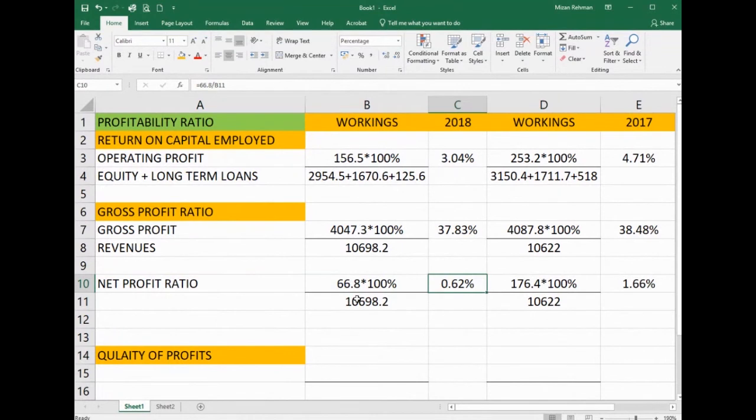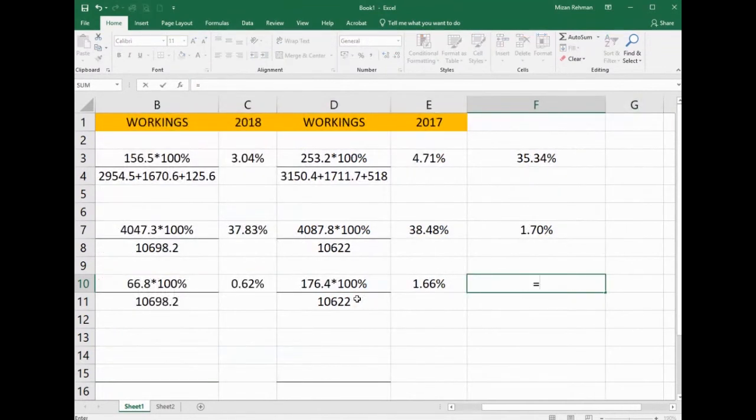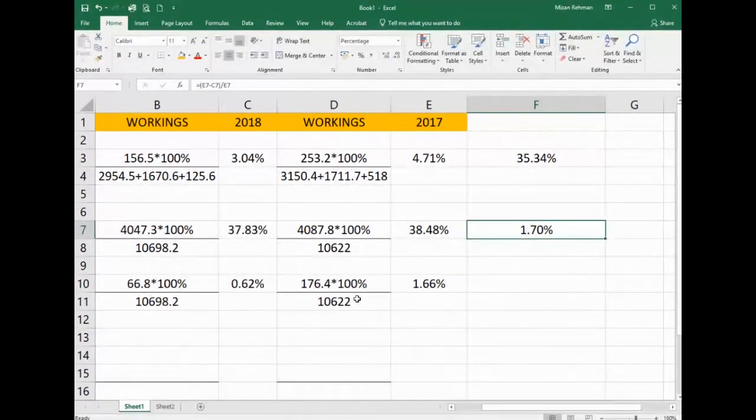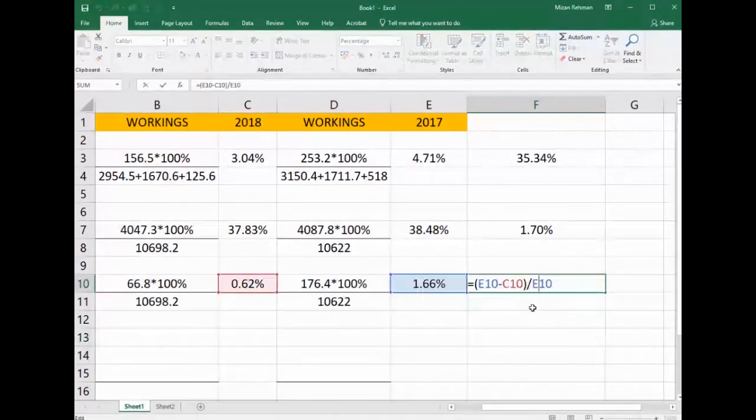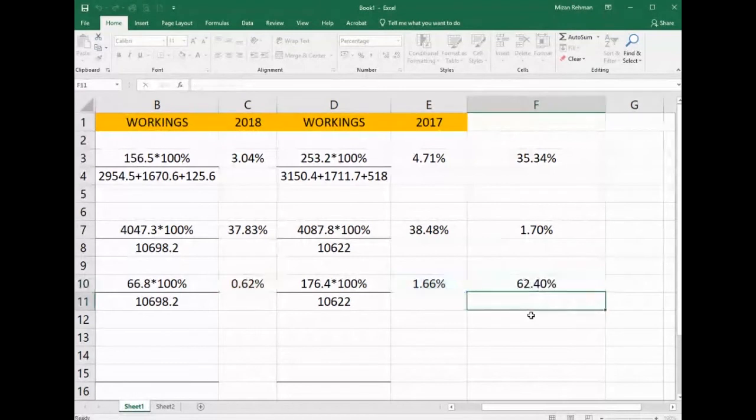It has decreased. If you look at the percentage change, okay, so let's copy the formula. Let's see, and that is a massive drop in the net profit ratio. It's a 62.4% drop. So that is quite significant, and the performance obviously has deteriorated quite significantly in this area.